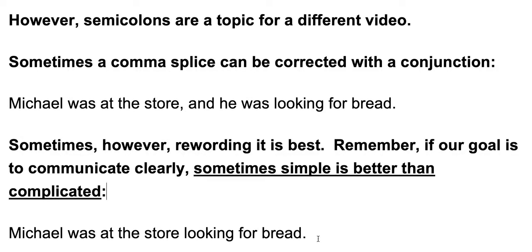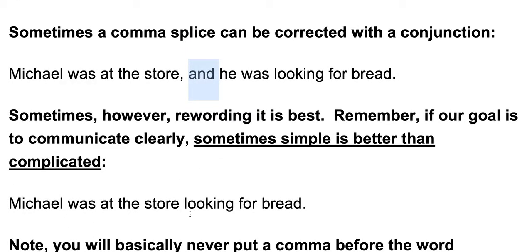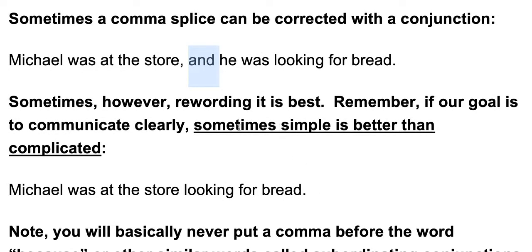Michael was at the store looking for bread. There's my full sentence. I'm not playing with conjunctions. I'm not trying to run a semicolon through it. What was going on? Michael was at the store looking for bread. Sometimes simple is better than complicated.